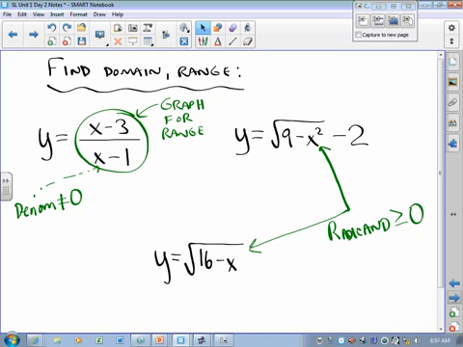So those are things you should come to class ready to talk about. You know what a domain is. You know what a range is. You have some basic algebraic understanding and some basic graphical understanding. Time to put it to use.